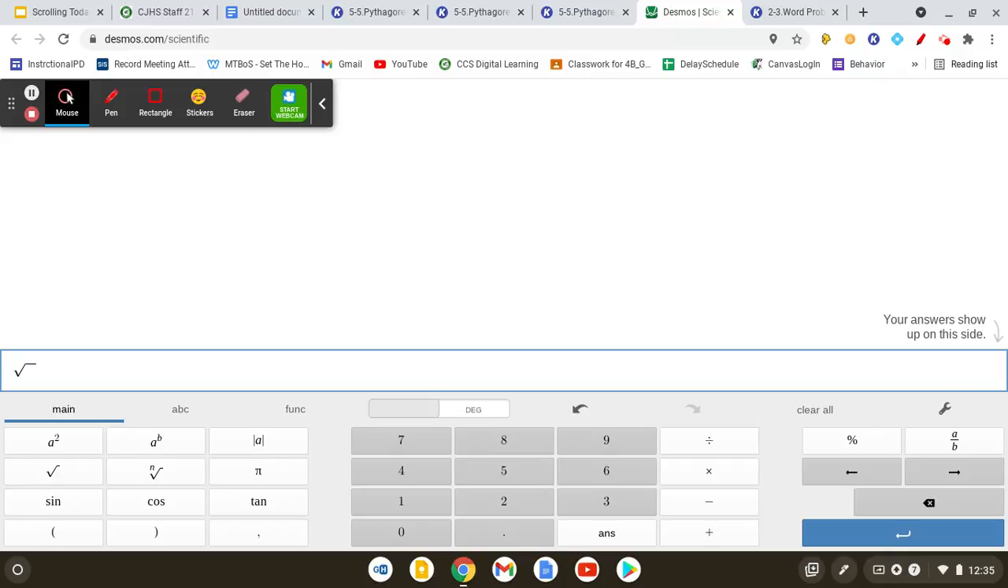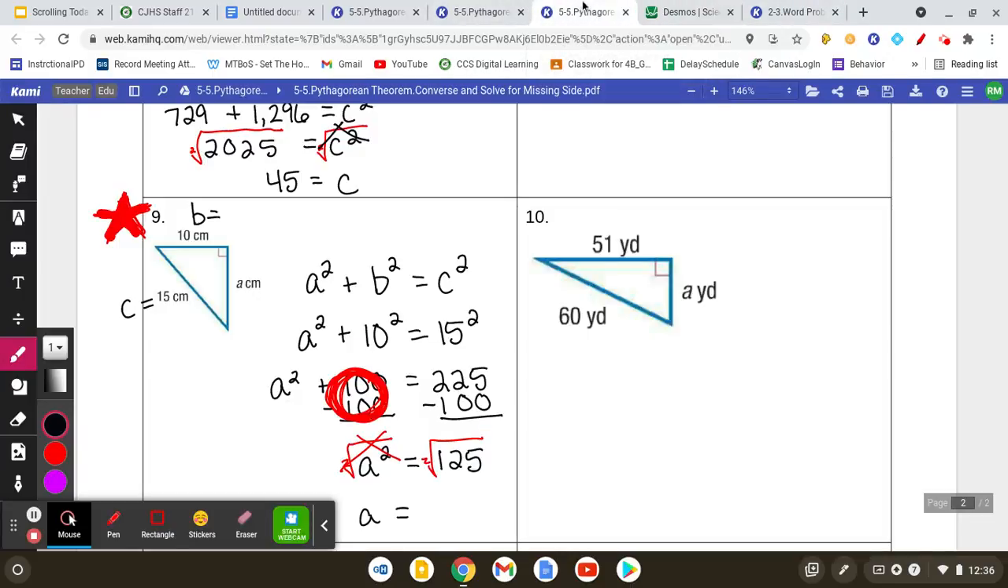We're going to type in the square root button. Whoops, too many square roots. One square root button and 125. As you can see, it says it's 11.18033 and so forth. We are going to round up, so it's going to be 11.2. Let's go back to the worksheet. So A is not equal to, but it's approximately 11.2 centimeters.